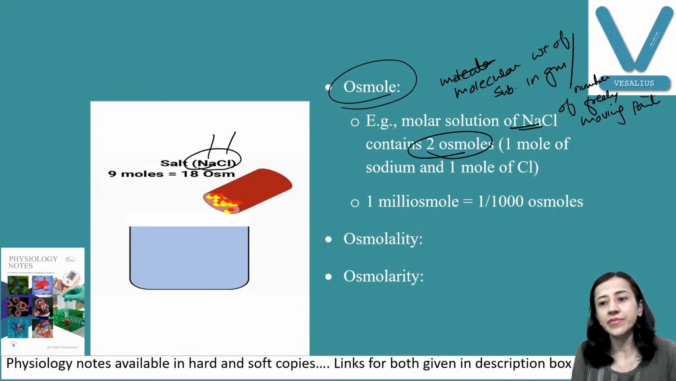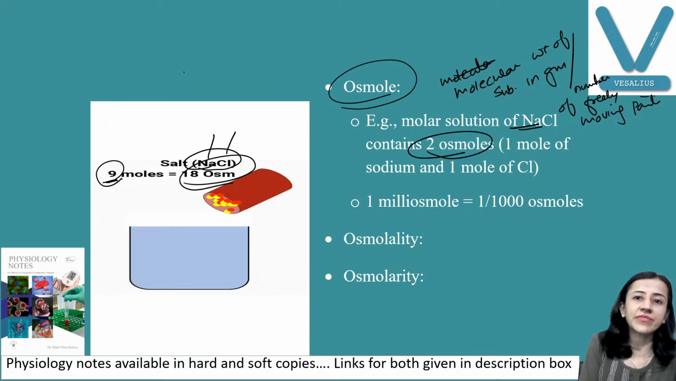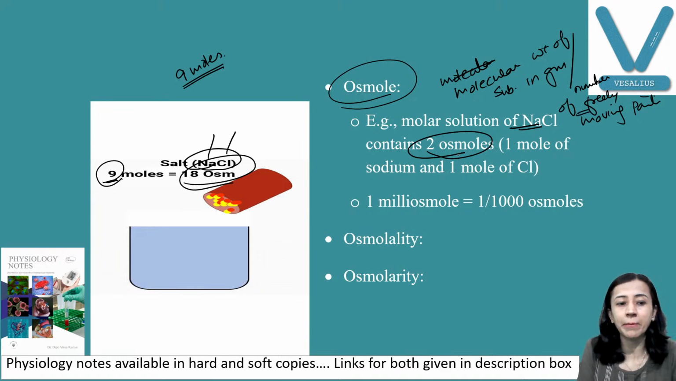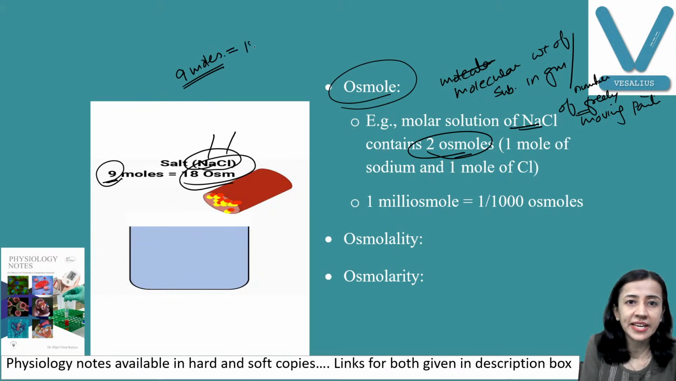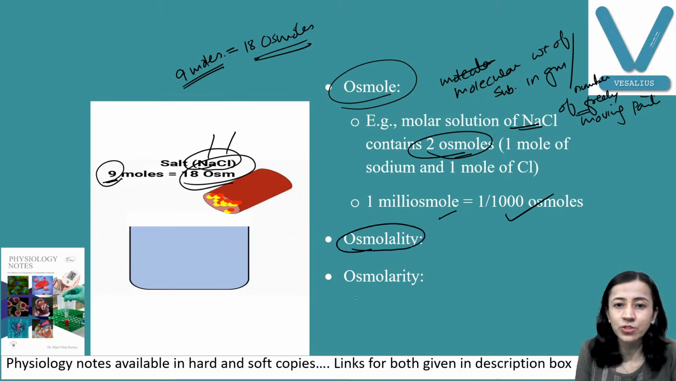So molecular weight of substance in gram divided by number of freely moving particles. If we are talking that we have 9 moles of sodium chloride, what does it mean? Because freely moving particles are double, so 2 osmoles per mole. So if it is 9 mole, osmoles are 18 osmoles. Am I clear? And 1 milliosmole is equal to 1 by 1000 osmoles. Now very important other terminology, osmolarity and osmolality.